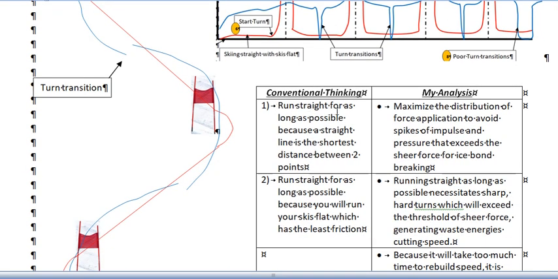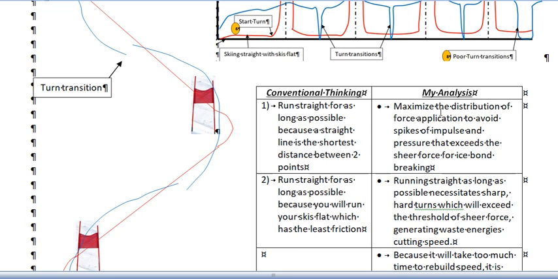Run straight for as long as possible. This is conventional thinking, because a straight line is the shortest. Run straight for as long as possible because you'll run the skis flat, which has the least friction. I agree, it's probably a little bit less, but it's only a slight difference between the sliding friction here and sliding friction in a carved turn, right? You're not getting the skidding friction.